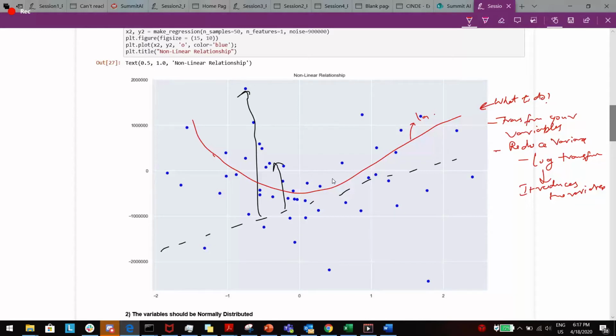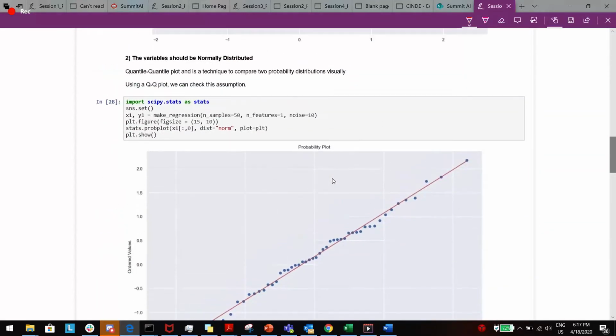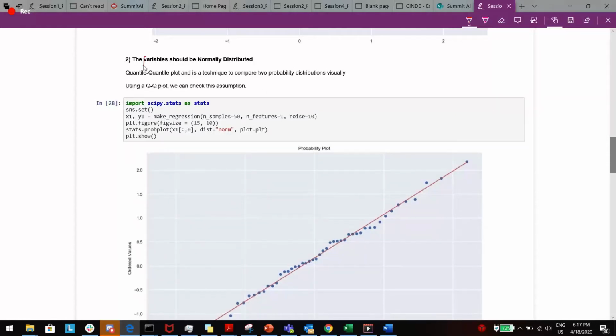Yeah. So we'll move on to the next assumption, which is an important one, and I think everybody must have heard of it. Next, the variables should be normally distributed. Here by variables I mean independent variables. Independent variables must be normally distributed. We can check for normality by using a quantile plot, where you can compare two probability distributions with visual inspection.